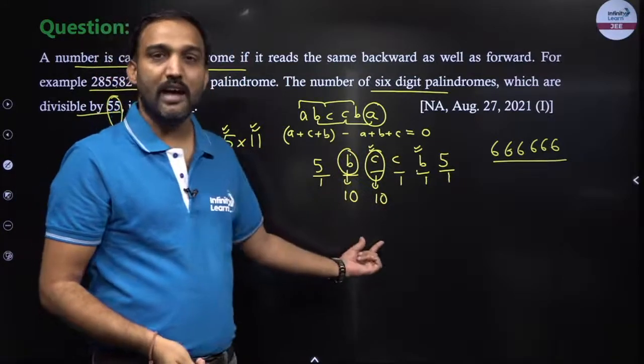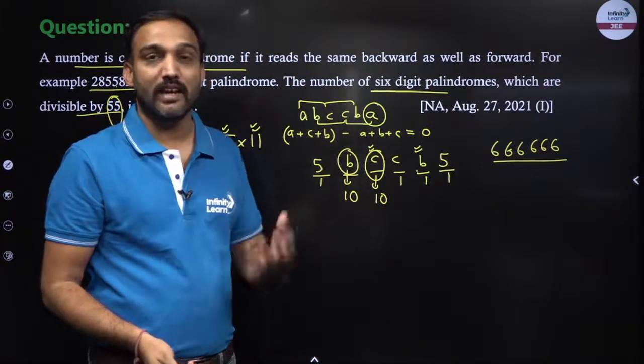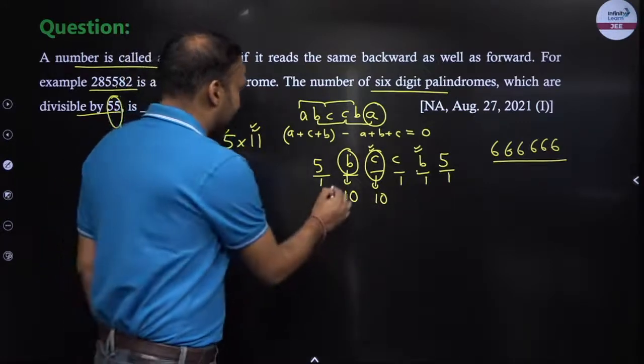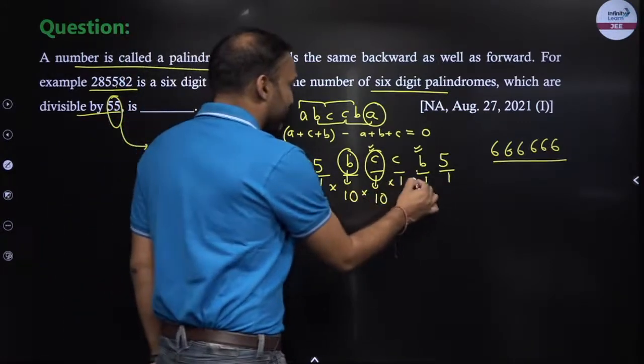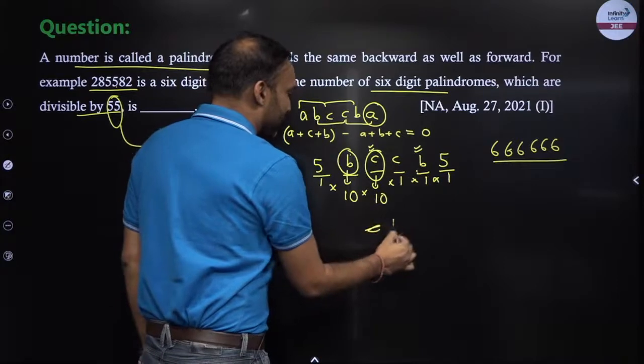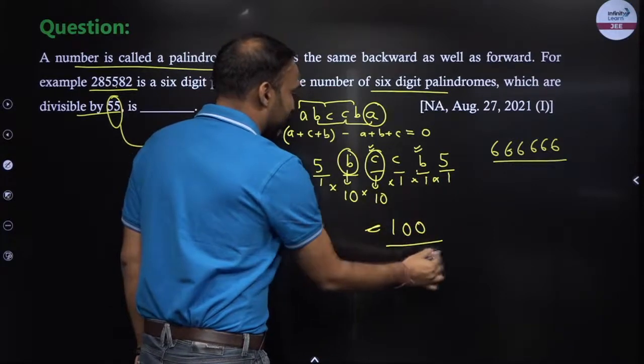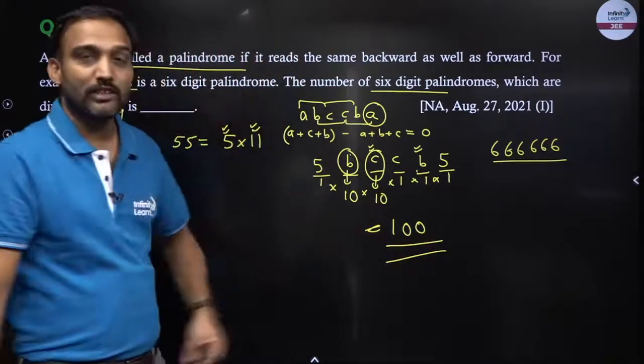Hence, over here, there are 10 ways in which I can select the C. So there is an AND condition, and I will multiply all of them. If you multiply all of them, your final answer would be 100. And that would be the answer for this particular problem.